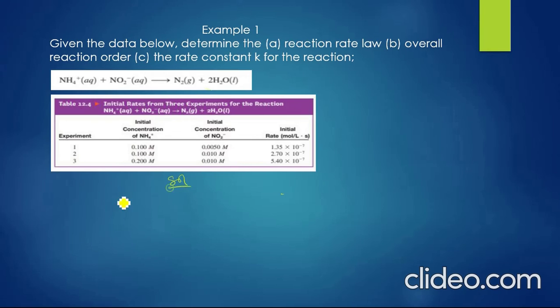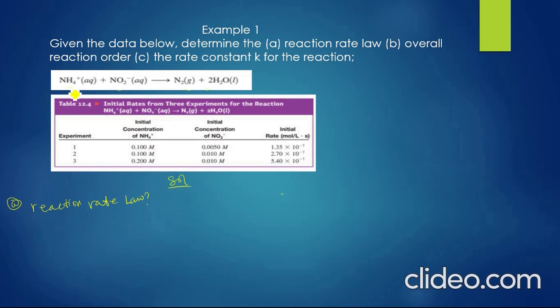So what's the first question asking us to find? The first question is asking us to determine the reaction rate law. So how can we determine the reaction rate law? So first thing, we need to come up with a general form of the rate law for this reaction here. Remember, rate law shows how rate depends on the concentration of reactants, not the products. So here our main area of interest is just the reactants.